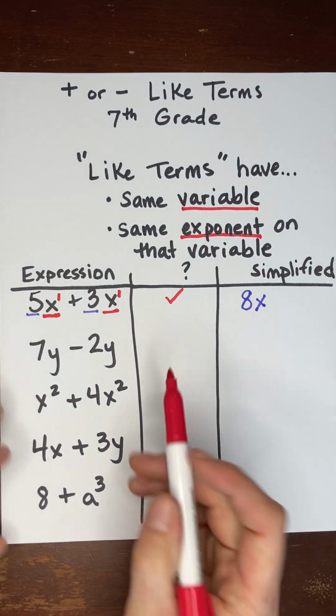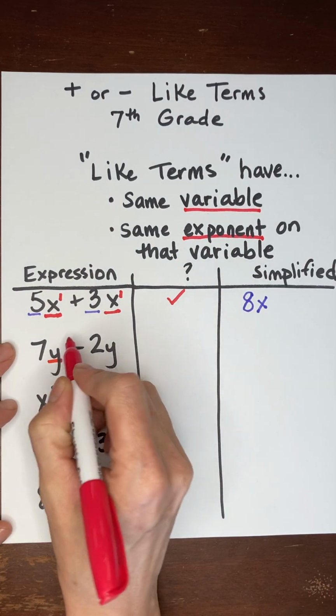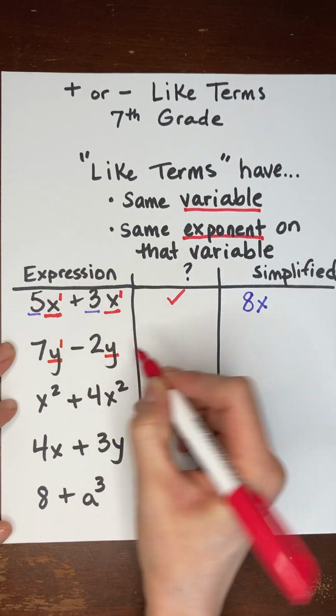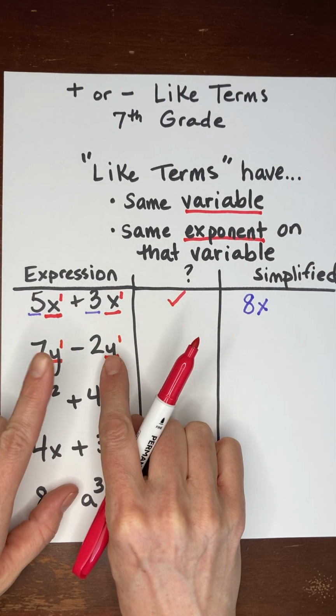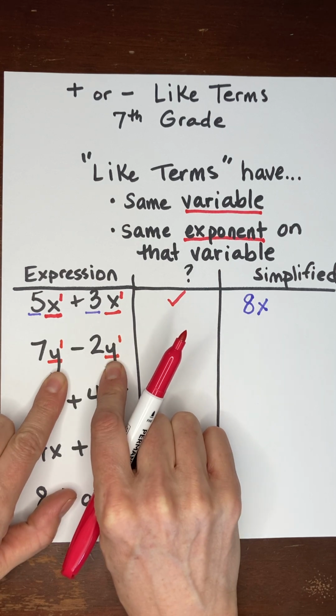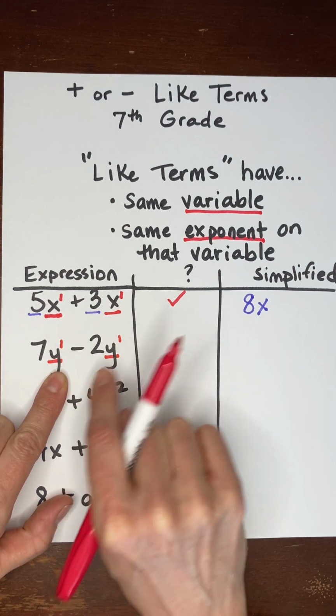Okay, next one. Let's look at the variable. Again, exponent of 1, also a y, exponent of 1. So we have two terms, and they both have y. So they are like terms. And it's just y to the 1.